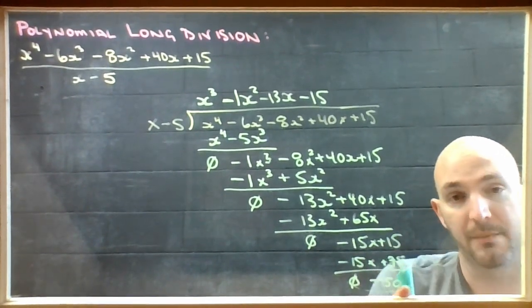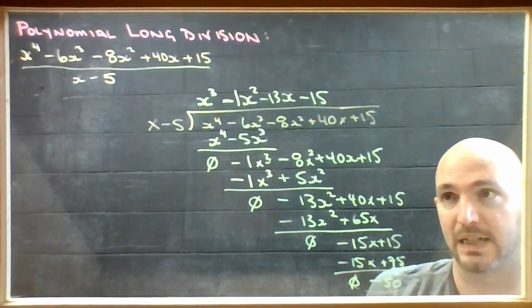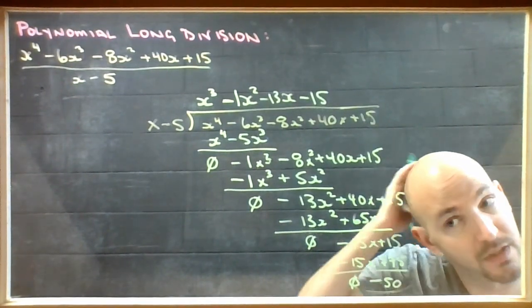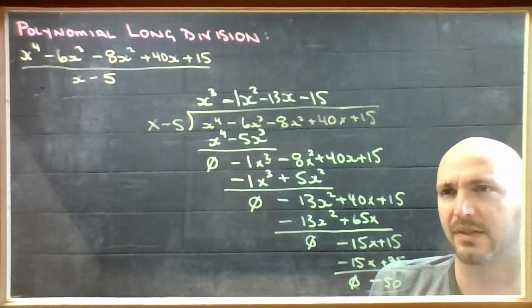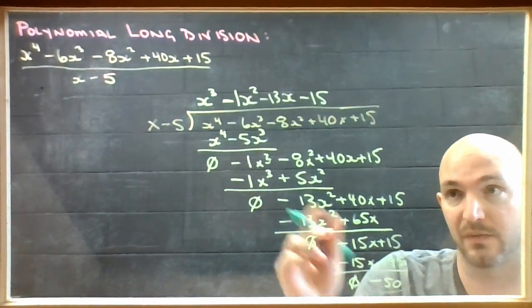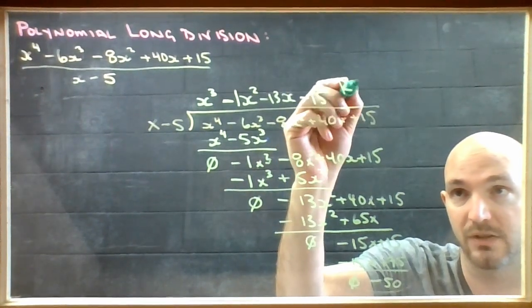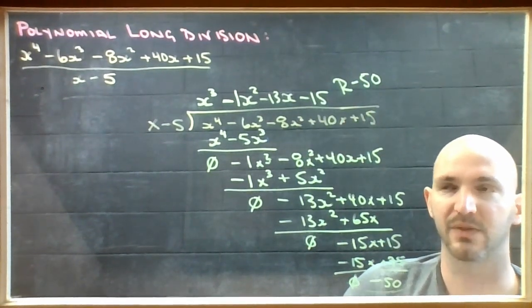Now, I'm all out of x's, right? There are no more terms left here to divide. So I'm finished. Now, I had a number here, which means it didn't divide evenly. So this expression has a remainder of negative 50. I'm just going to toss it up there. Remainder of negative 50. Maybe you remember that happening in elementary school doing these divisions.